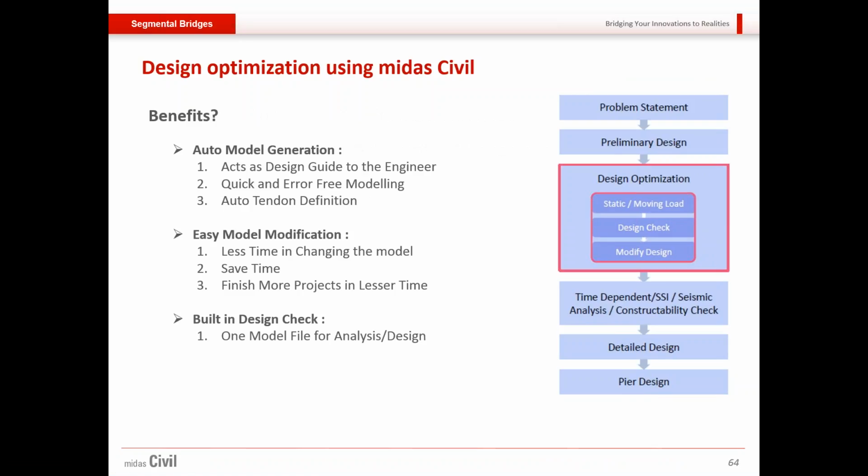So what are the benefits of using this approach? As you already noticed, the model is auto-generated and it acts as a design guide to the engineer, where what modification needs to be done could be easily understood. It's quick and error-free. For the code sections that have to be generated, you don't need to calculate anything. Everything is done within the software, and the tendon definition also happens automatically. As you noticed, the model could be easily modified. I just changed its section properties and I have two models ready with me which I could compare. It saves a lot of time and hence more projects could be done quickly.